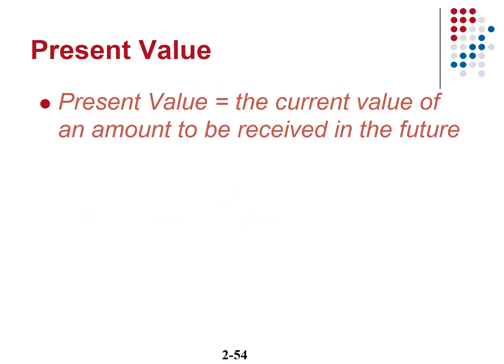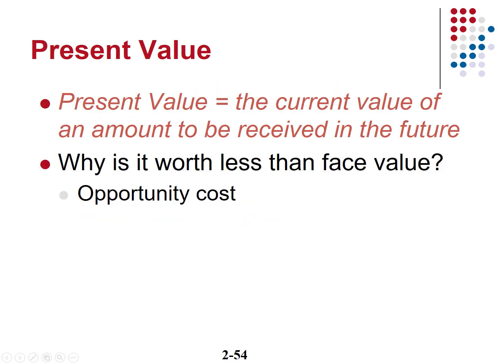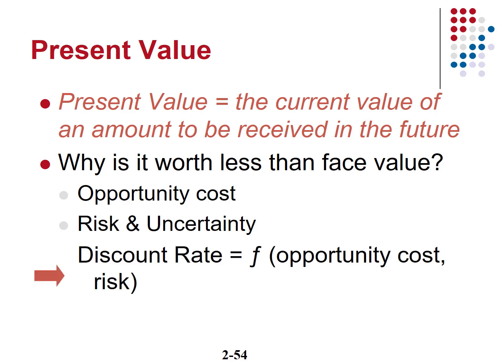Why is a future value worth less today than its face value? Opportunity cost. If I had the money today, I could invest it and have more than its face value in the future. The further out in the future it is, the more I could have earned. Risk and uncertainty. A bird in the hand is true. Money in my hand is certain. Money promised in the future is uncertain. The more uncertain, the more risk, thus it's worth less today. The discount rate used to calculate present value is a function of both opportunity cost and risk.